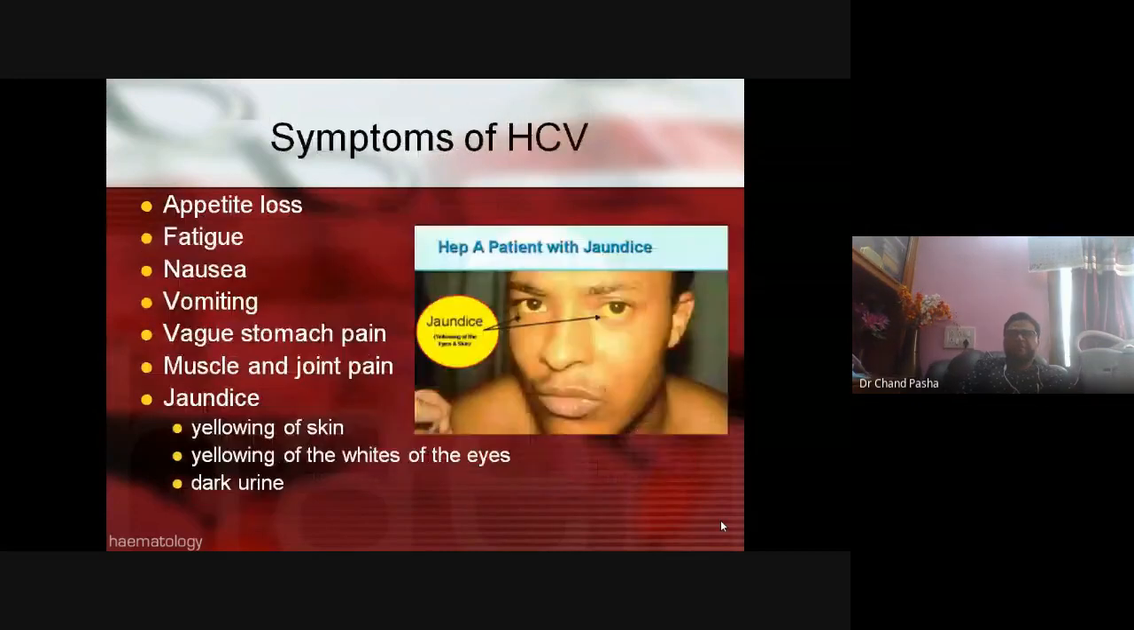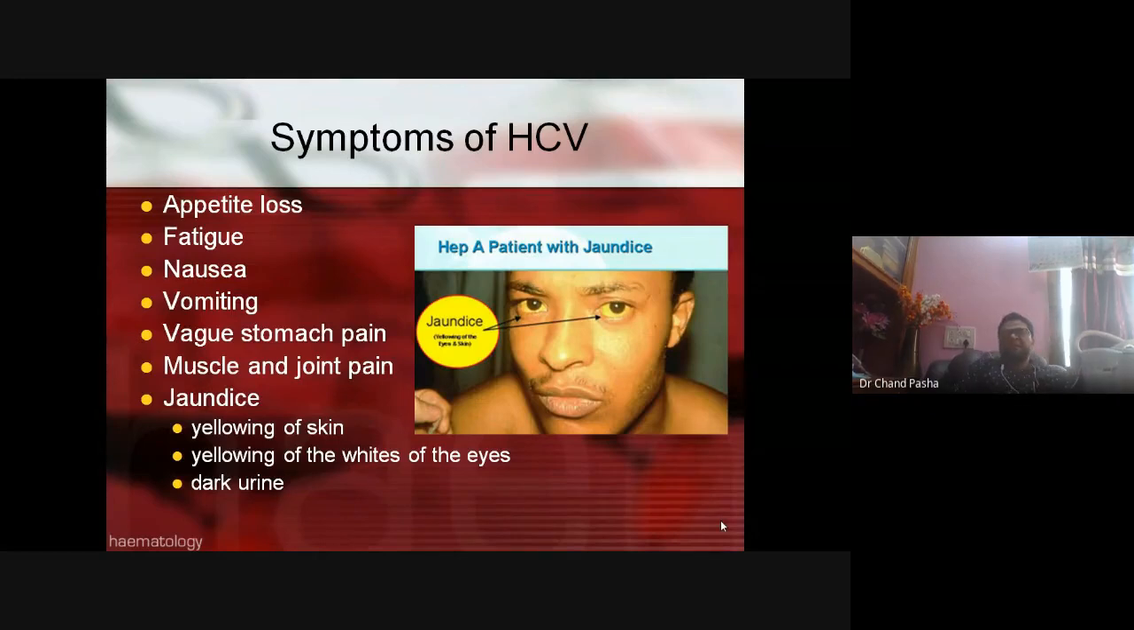And the symptoms of hepatitis C are loss of appetite, fatigue, nausea, vomiting, vague stomach pain, muscle and joint pains, and jaundice. Bilirubin and biliverdin accumulate as the liver is not functioning properly and they are released into the circulatory system, so the eyes and skin appear yellow. Even if you wash your hands, it will lead to the yellow color. Yellowish skin, yellowing of the whites of the eyes, and dark urine.